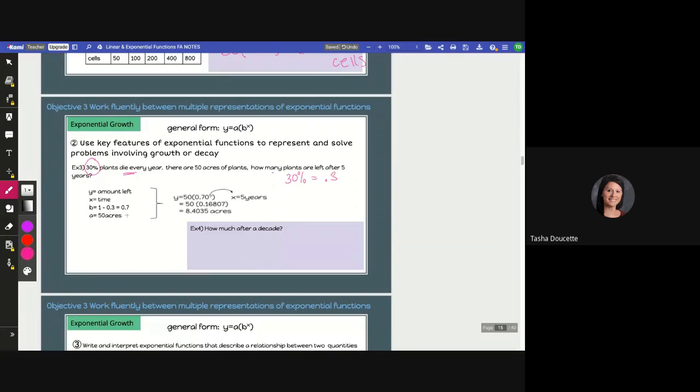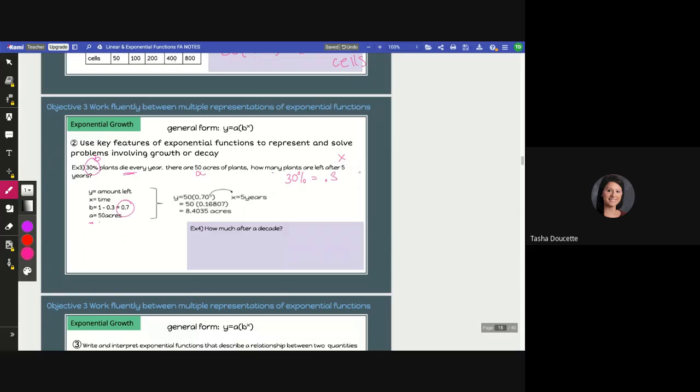1 minus 0.3 is going to give us 0.7. That's left of our percent. So that's your rate at which they're dying every year. And A is going to be your initial value, which is your 50 acres. So again, just put in your variables to make it a little bit easier for you to plug in to the equation.